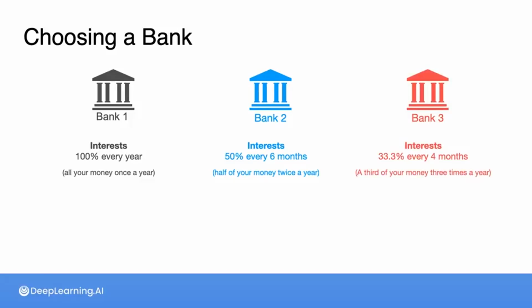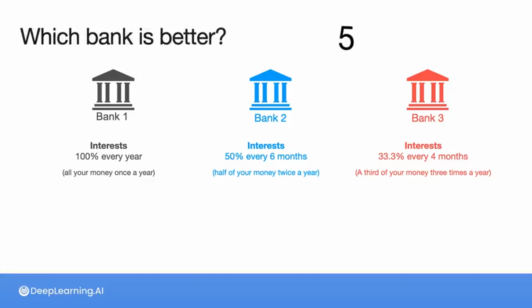So in summary, bank 1 gives you all your money once a year. Bank 2 gives you half of your money twice a year. And bank 3 gives you 1/3 of your money 3 times a year. The question is, which bank is better? So let's take 5 seconds for you to figure out. And if you need more time, feel free to pause the video and think about it. This is a very important problem. So the answer is that bank 3 is the best bank of the 3.